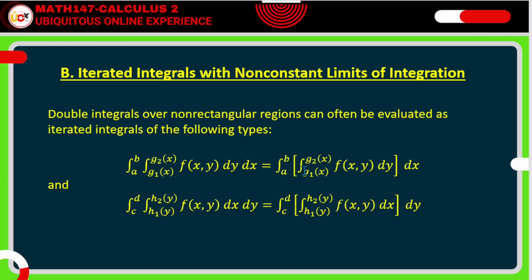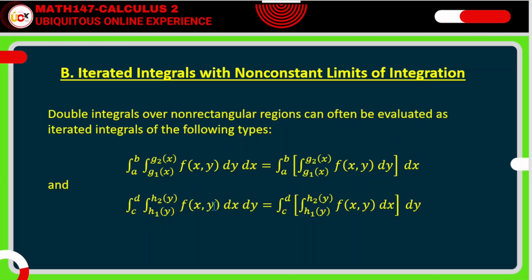So as you can see, because the region is non-rectangular, the inner limits are functional limits and the outer limits are constant limits. On the other hand, if the order of integration is dx dy, then we have to evaluate the integral of this function first with respect to x, followed by the integral of the resulting function with respect to y. Because the bounded region is non-rectangular, the inner limits are functional limits, while the outer limits are constant limits.